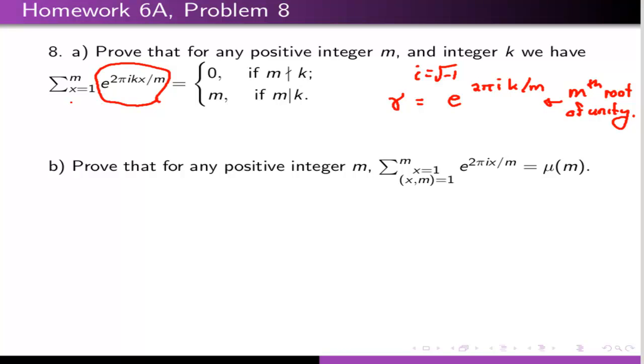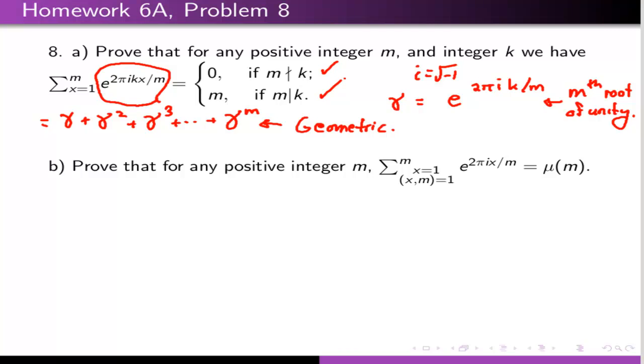And this sum looks like what? When x is 1, that's gamma. When x is 2, that's gamma squared. Gamma cubed. Gamma to the mth power. What type of sum is that? Just a geometric sum. And you know how to evaluate a geometric sum, so just use the formula for evaluating a geometric sum and show that it comes out to be given by this.